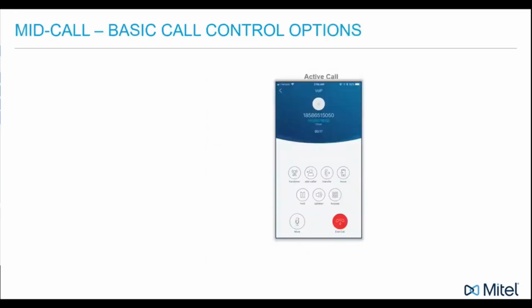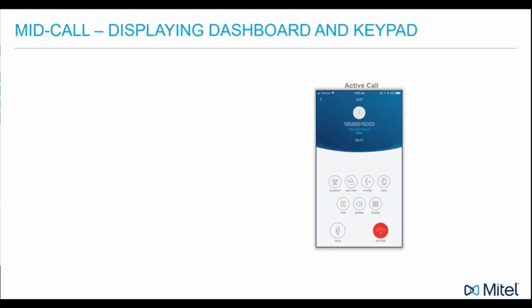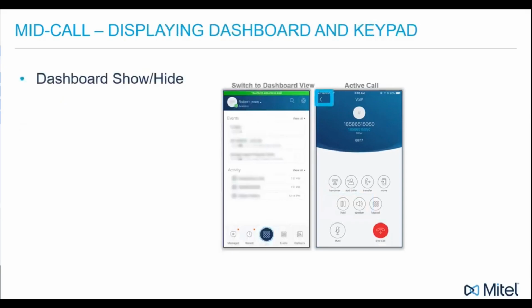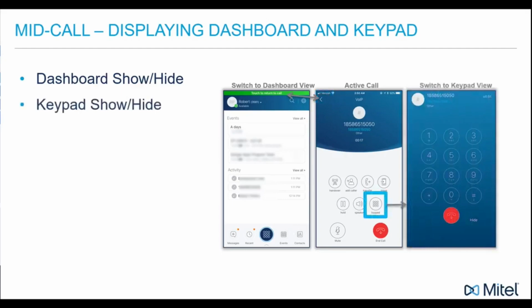During the call, you'll see familiar mid-call features such as conference and transfer, hold and speaker, and hang up and mute. When you're on a call, press the left arrow at the top of the screen to view the dashboard, and press the green bar at the top of the dashboard to return to the active call display. If you need to send digits during the call, such as making a choice off an auto attendant, press the keypad button at the keypad viewer and enter your digits, and press the hide button to return to the active call display.